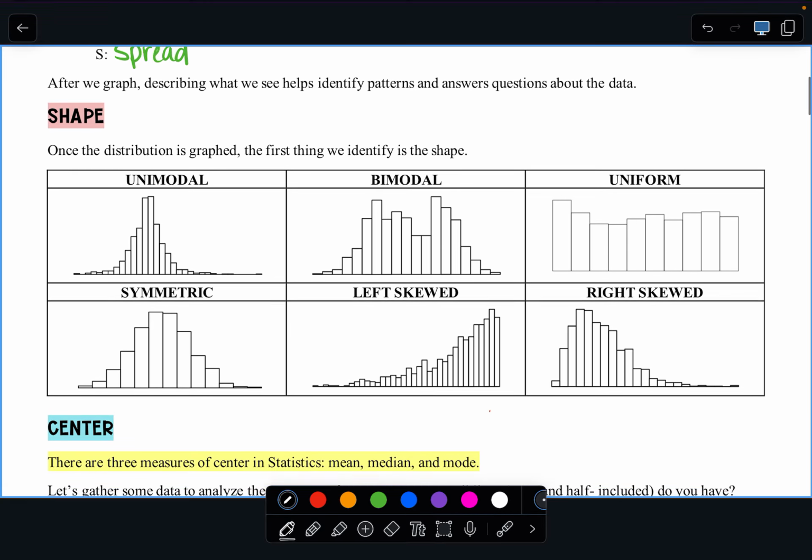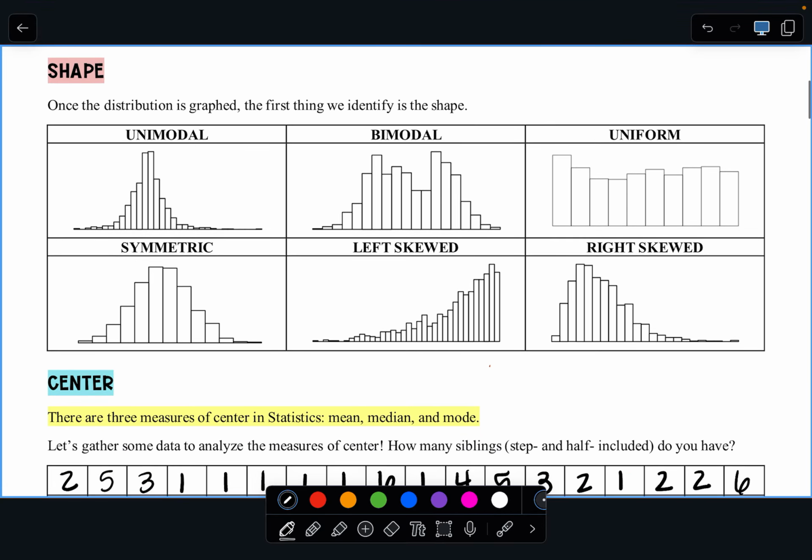So for the first kind of category, we have shape. The most popular and the most common one you're going to see is a unimodal distribution. So unimodal basically means it only has one peak. And with unimodal, we will eventually go on and describe a little bit further, but we'll talk about the 2 less popular ones first. First, we have bimodal. Bi means 2, so we have 2 peaks.